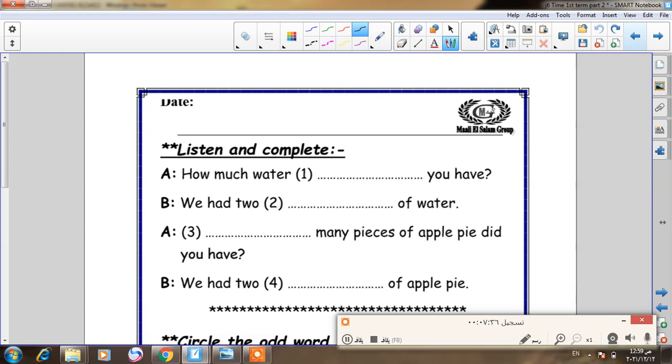How much water did you have? We had 2 bottles of water. How many pieces of apple pie did you have? We had 2 pieces of apple pie. How much water did you have?